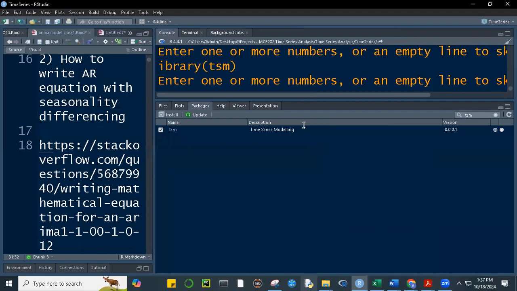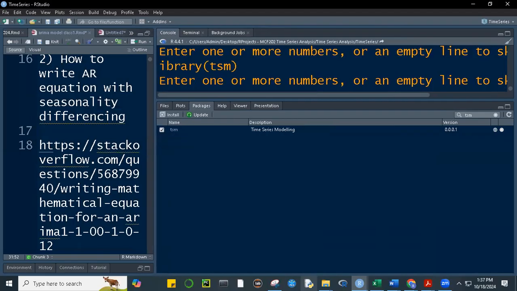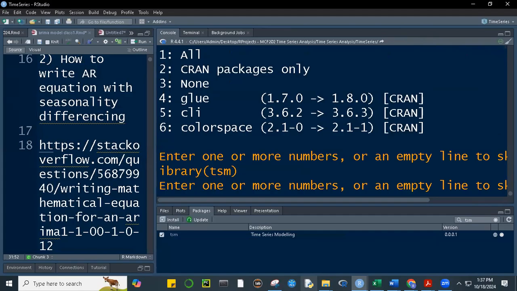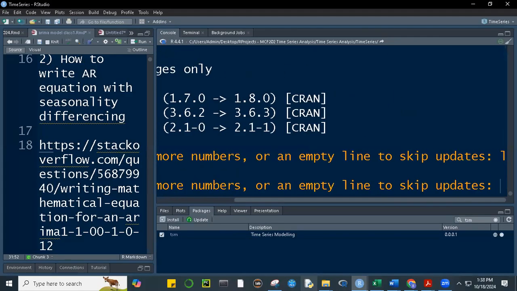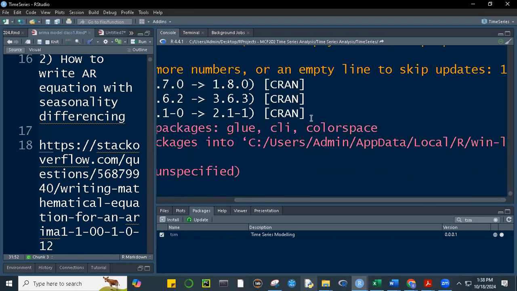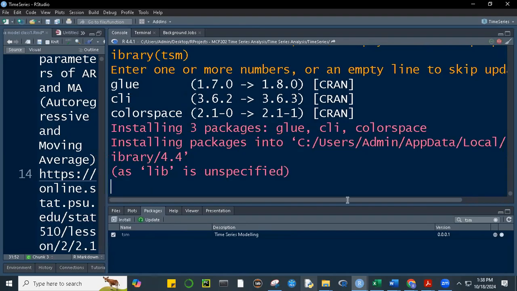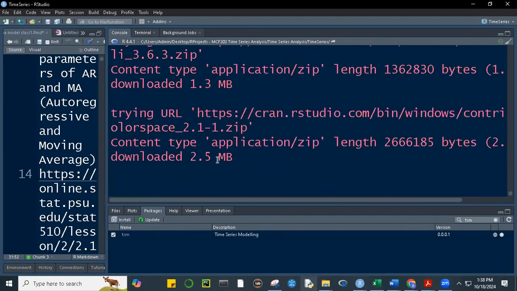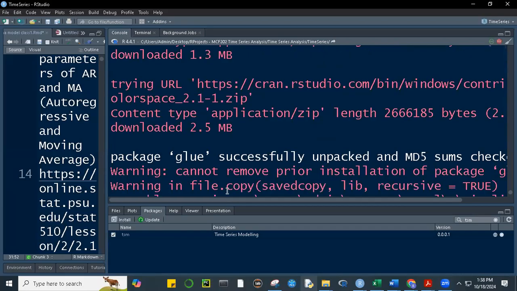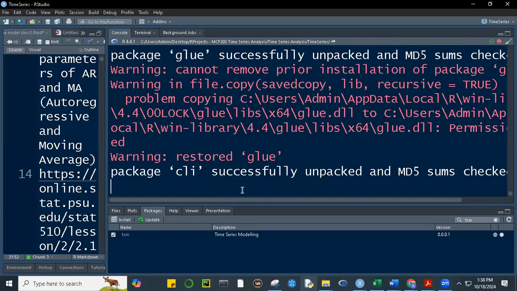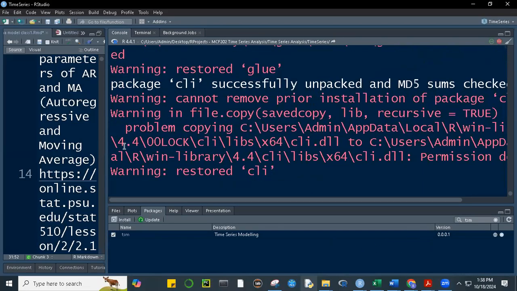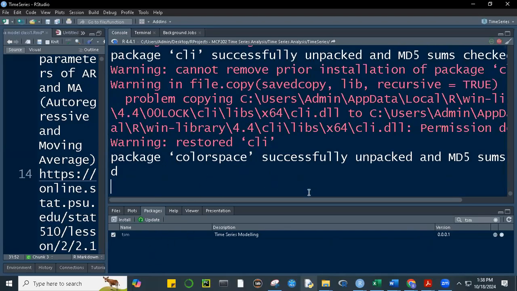Now this one, I have a problem with this one because, okay, I want all, however, class, one, all, enter. Okay, sometimes it doesn't work. I hope it works this time. From my experience with another class yesterday, glue, okay, CLI successfully unpacked, color space.